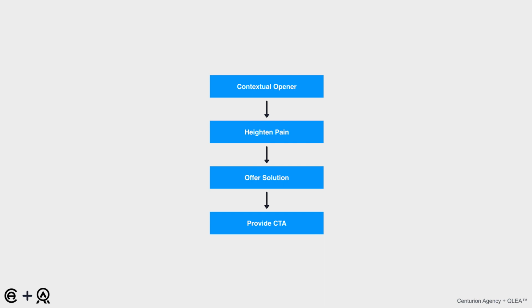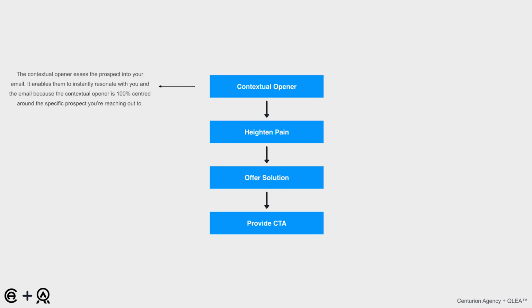So first things first, we've got the contextual opener, right? The contextual opener eases the prospect into your email, right? That's what it does. It eases them into your email. If the first line of your email is outright, work with me and my agency, you're not going to sign anyone. You're not going to convert anybody. You need to slowly but surely work your way towards asking them if they would like to work with your agency, asking them if they would like to become a client. Obviously you don't ask directly, but you get my point, right?